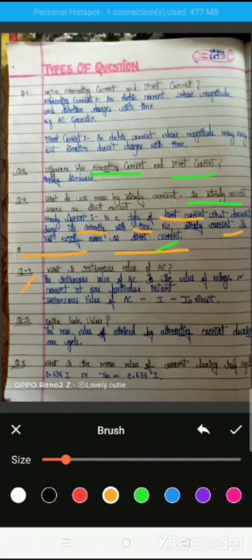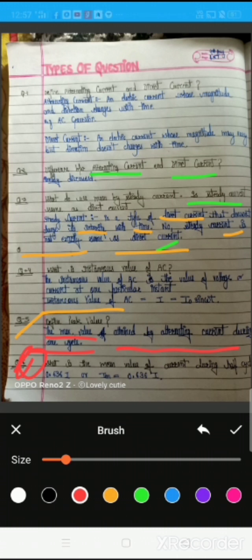Next question: what is the instantaneous value of AC? The instantaneous value of AC is the value of current at a particular instant. It is I = I naught sin omega t. Next question: define peak value. The maximum value attained by alternating current during one cycle is called peak value.